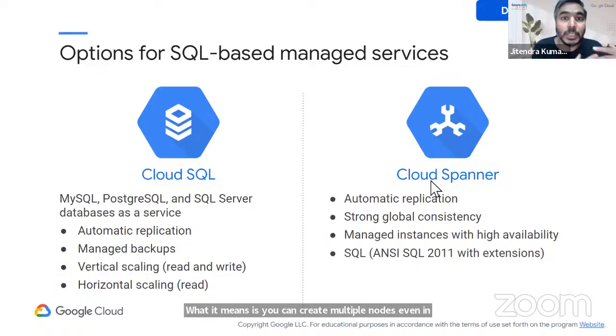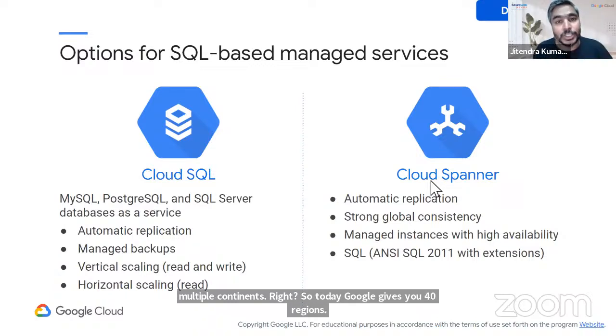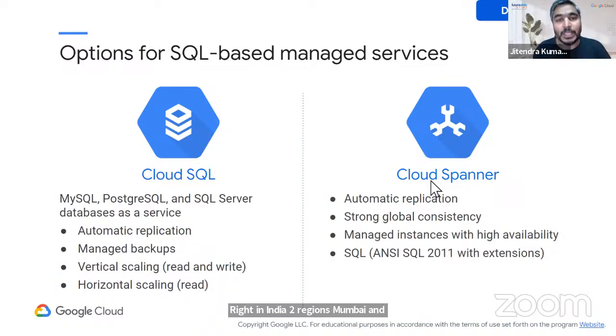So today Google gives you 40 regions. In India, two regions, Mumbai and Delhi. And then across the world, for example, Singapore is one region, Tokyo is one region, Jakarta is one region, two regions in Australia. There are a dozen plus regions in Europe, a dozen plus regions in Americas, both South and North, and then there are 2 regions in Middle East.